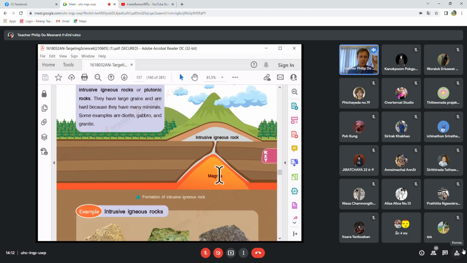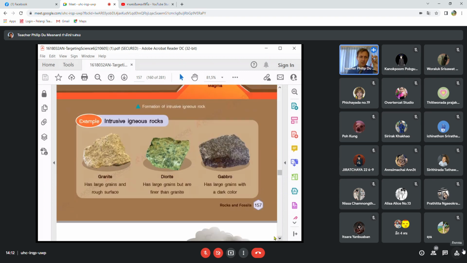Okay, so here's the magma inside the earth. It goes outside very close to the surface, it becomes cold, and then it makes the rocks. And here are examples of intrusive rocks. So we have granite, diorite, and gabbro.